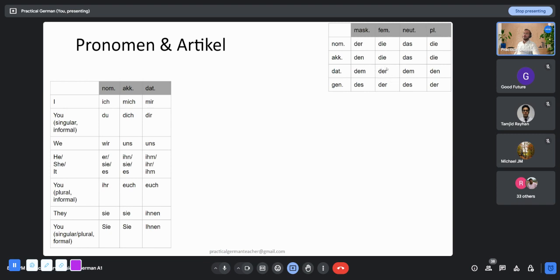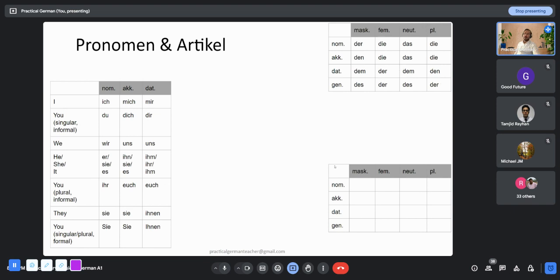This is, just remember this. Plural becomes den. And when you go to genitive case, masculine neutrum des, feminine plural der. Any questions? You just have to remember these things. There is nothing to learn over here. These are definite articles, bestimmte article.